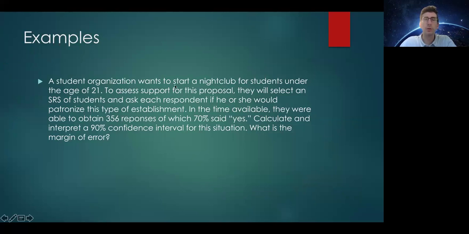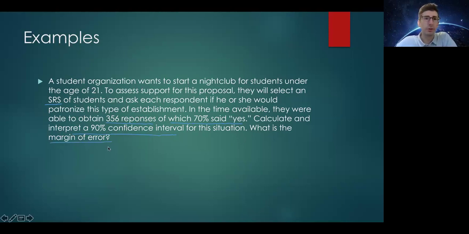So this problem says a student organization wants to start a nightclub for students under the age of 21. To assess support, they select a simple random sample, is what SRS stands for, of students and ask each respondent if he or she would patronize this type of establishment. In the time available, they were able to obtain 356 responses, of which 70% said yes. Calculate and interpret a 90% confidence interval for this situation. What is the margin of error?